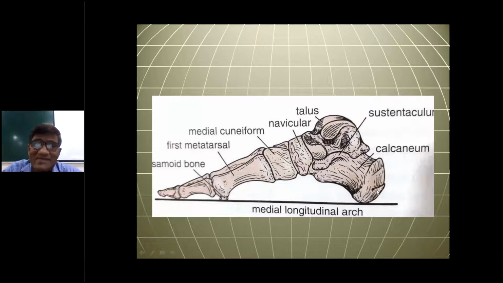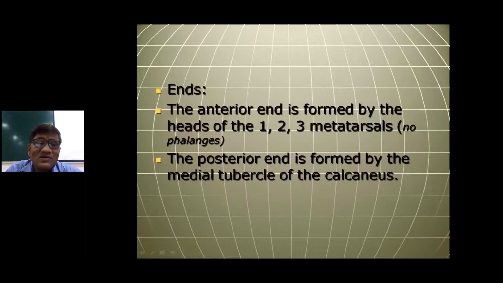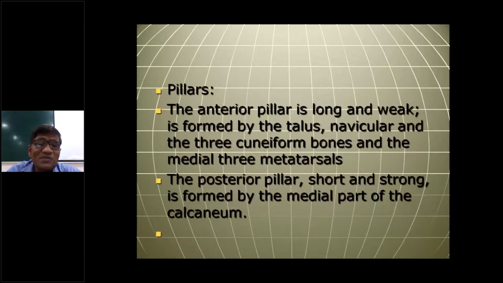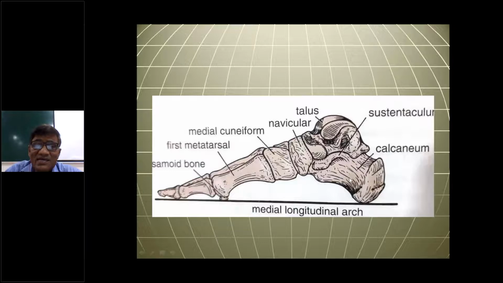Anterior end, and then the middle half of the calcaneum forms the posterior end. Posterior end is formed by the middle half; that is, if you look at the calcaneus inferior surface, we have two tubercles, medial tubercle and lateral tubercle. So medial tubercle is a part of the medial longitudinal arch. Now pillars: in the same picture, calcaneus alone, if you look at this, all these are in one line, so all this is the anterior pillar and this is the posterior pillar.